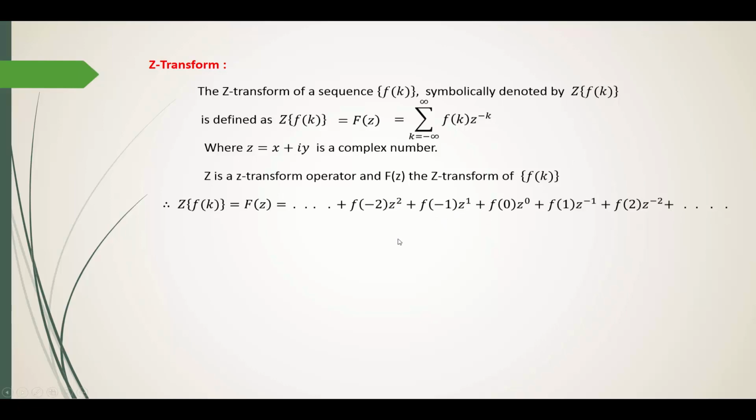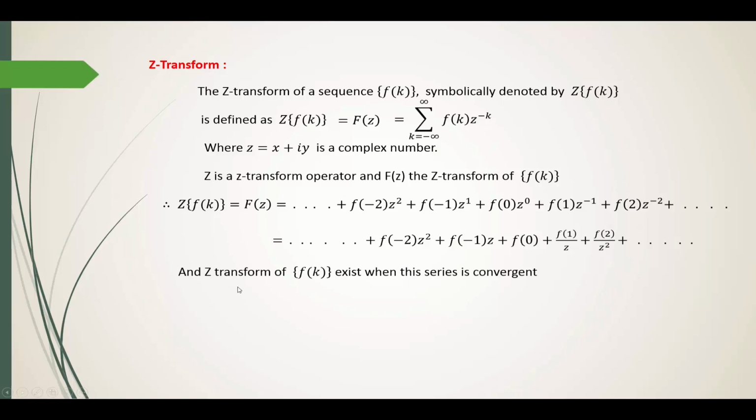Now simplified form, this is equal to f(-2) into z square plus f(-1) into z plus f(0), z to the power 0 is 1, f(1), z to the power minus 1 is 1 upon z, f(2), z to the power minus 2 is 1 upon z square, plus dot dot dot. In this way, this is Z transform. This is in terms of power of z and their coefficients are terms of this sequence.